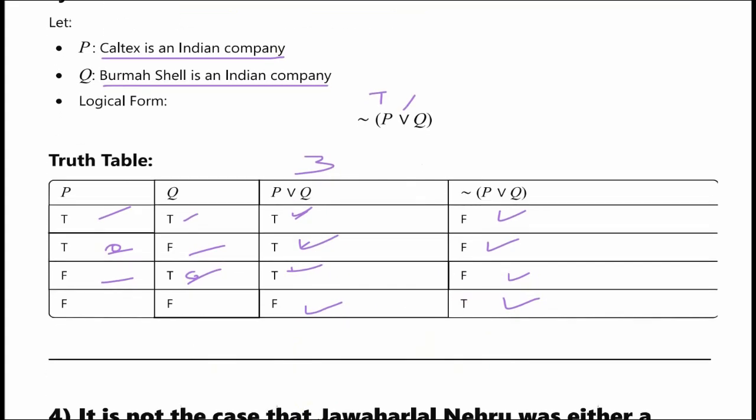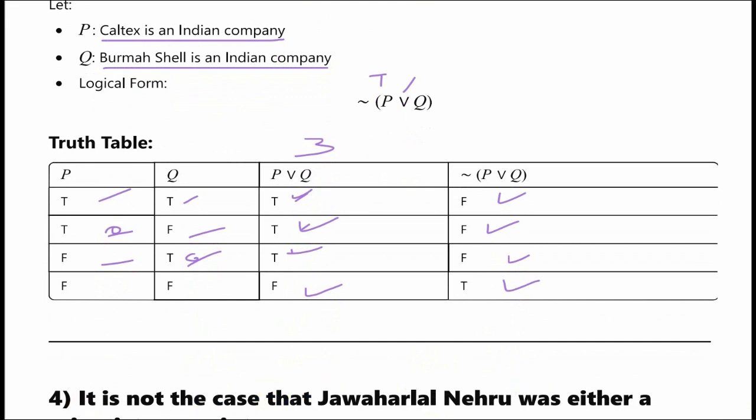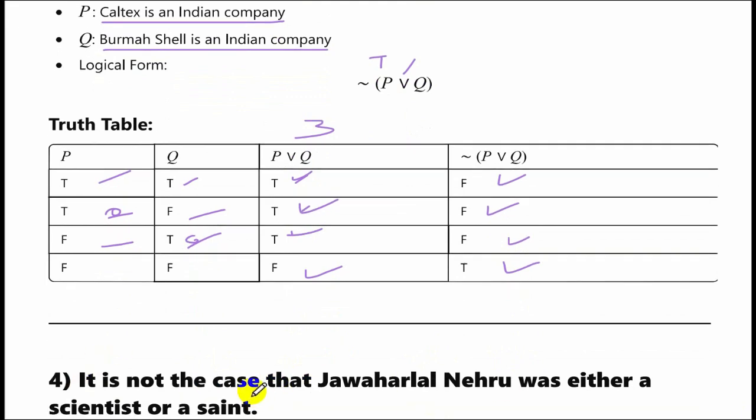Now let's move on to the next question. Okay, it is not the case that Jawaharlal Nehru was either a scientist or a saint. This is how we write first P, in a positive sense. Jawaharlal Nehru is a scientist. Jawaharlal Nehru is a saint. We write like that. And then we negate it. He is neither of them. It is not the case means he is neither a scientist nor a saint. So it is similar to the previous one.